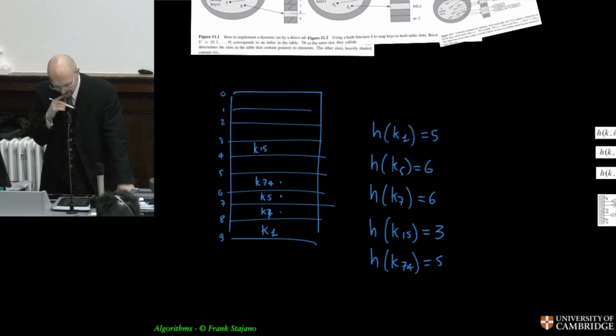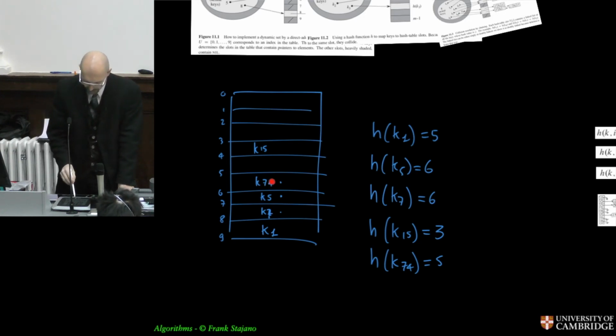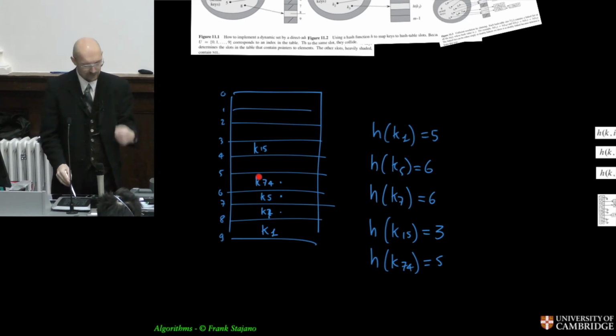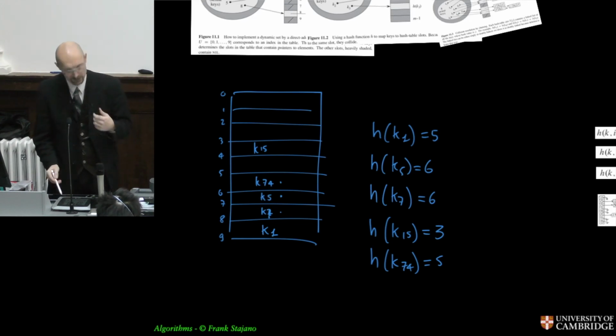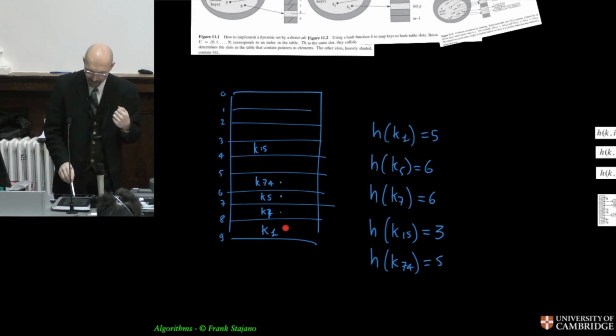But what if I want to look for K1? Then K1 hashes to 5, and I look here, and this is K74. It's not K1. I was looking for K1. This must be a mistake. So maybe K1 was stored in the one after that because it was occupied. But this is actually K5. It's still not K1. So let me try the next one. It's K7. Oh, it's not K1. Finally, K1. I found it after traveling this.